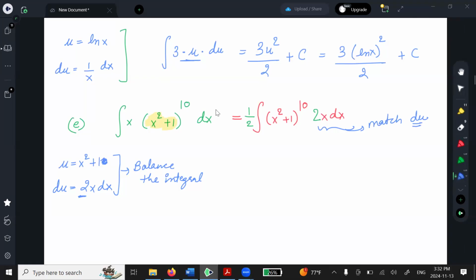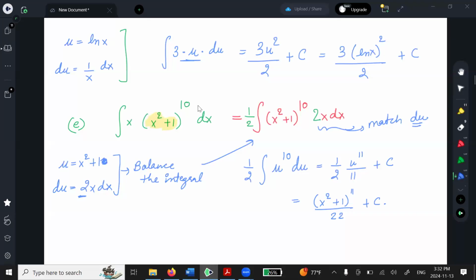Once you have balanced the integral, then you just replace. The inside function was u, that becomes power of 10. Everything extra becomes du. And now the integral is easy peasy. Add 1 to the power, divide by it, plus c. So I got, well, don't forget to replace it. And this is how u substitution works.